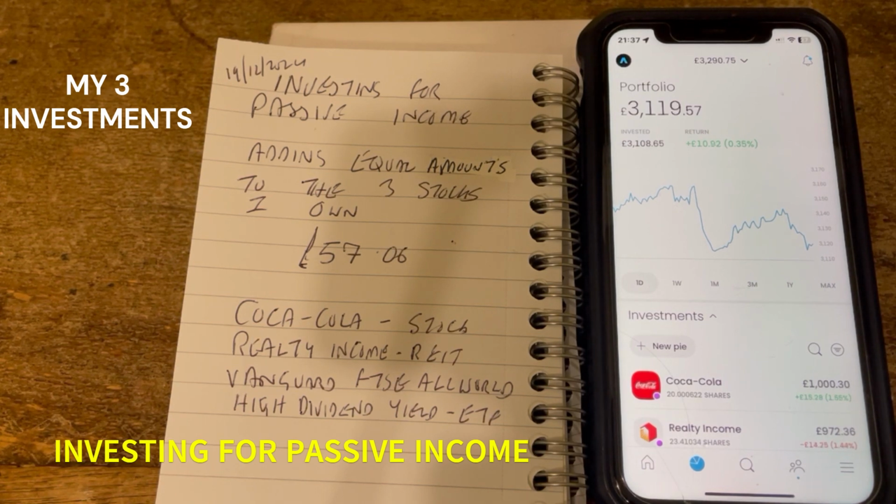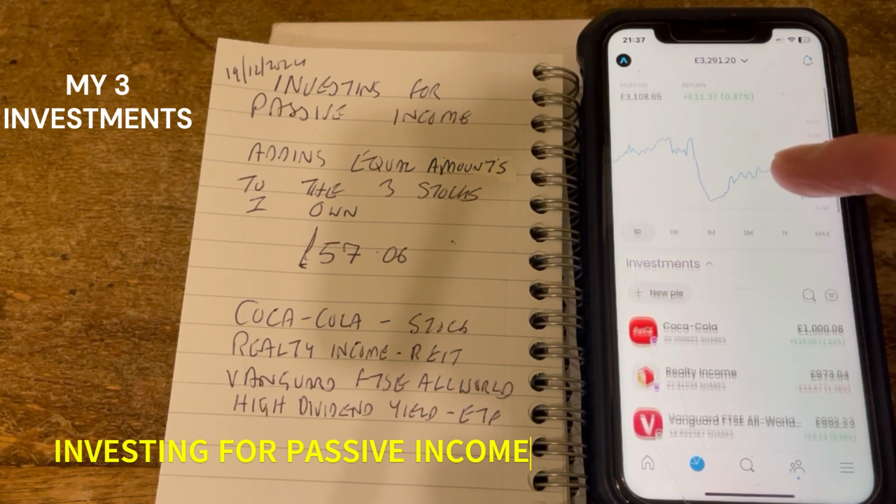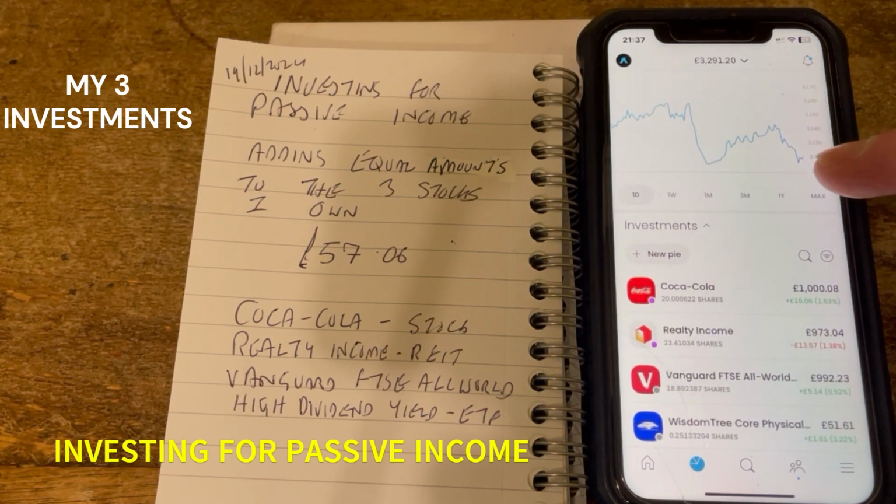Any profit I make or any interest I get will be tax free, and I'm allowed to invest in this ISA up to £20,000 per annum. But this is one of the investments I use for my passive income. So I'm going to show you live how I do this. The first one is Coca-Cola, second is Realty Income, and the third is Vanguard FTSE All World High Dividend Yield ETF.